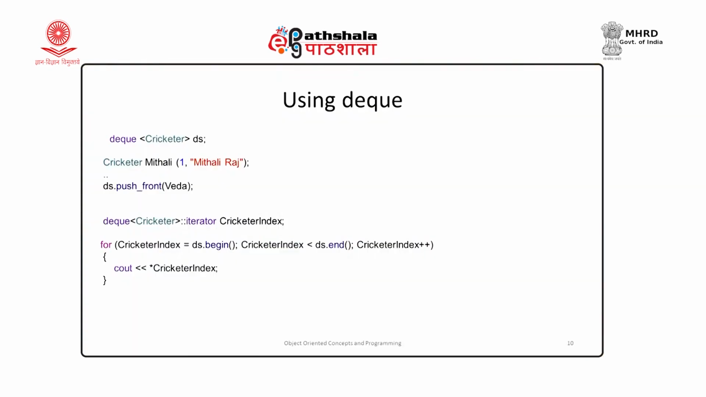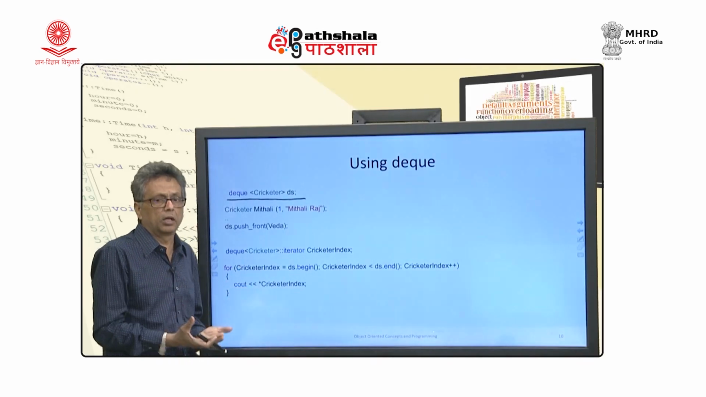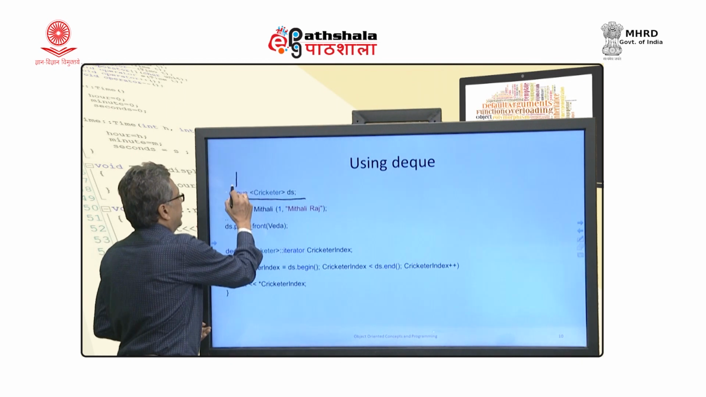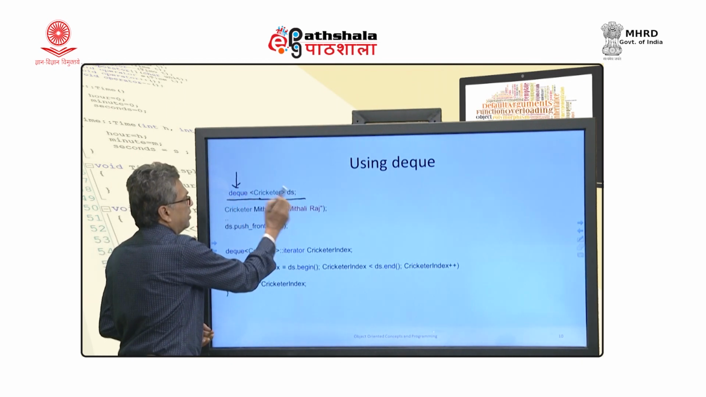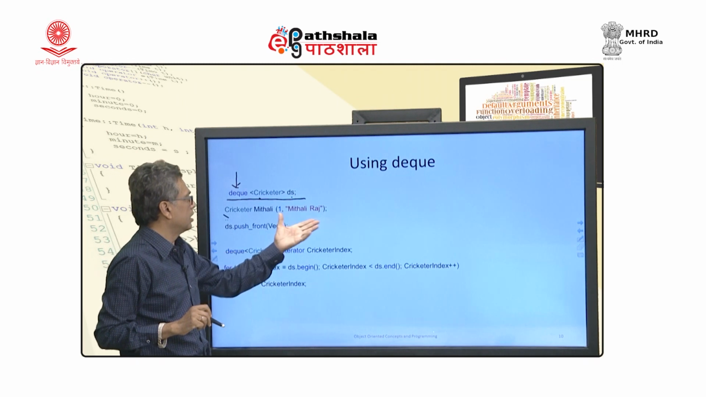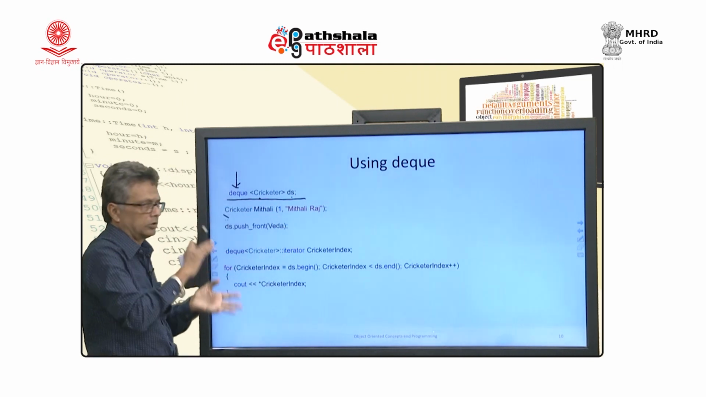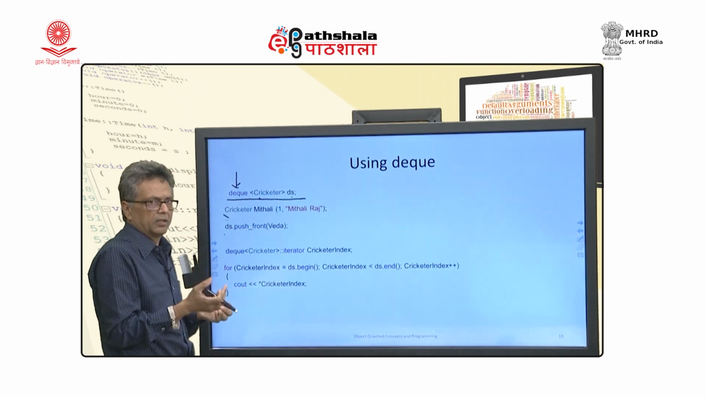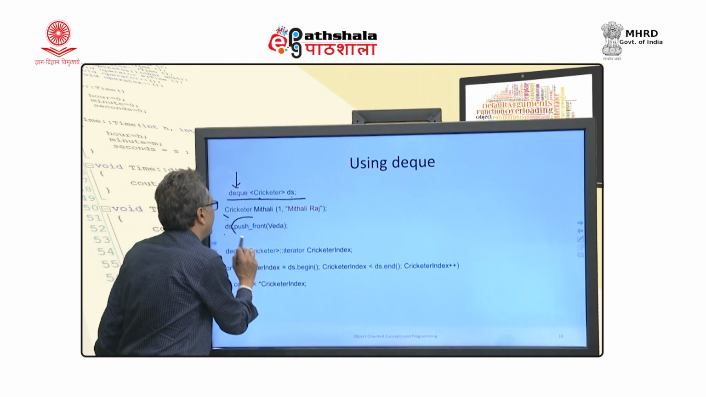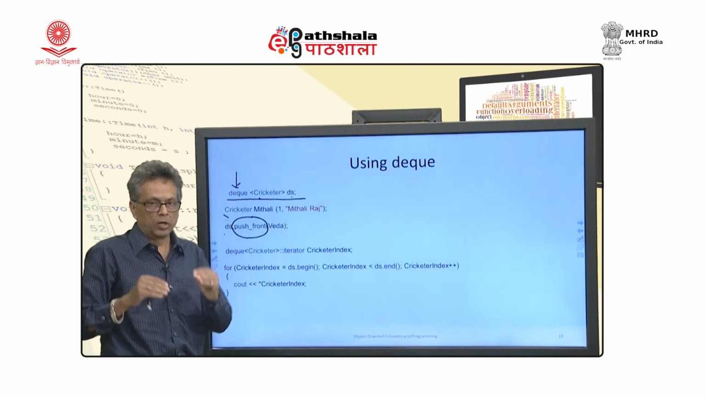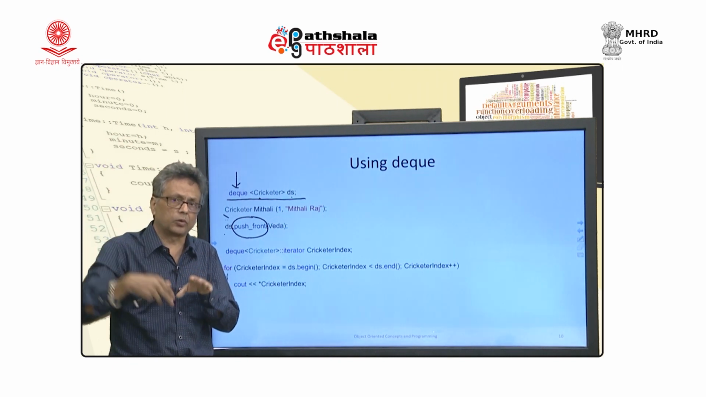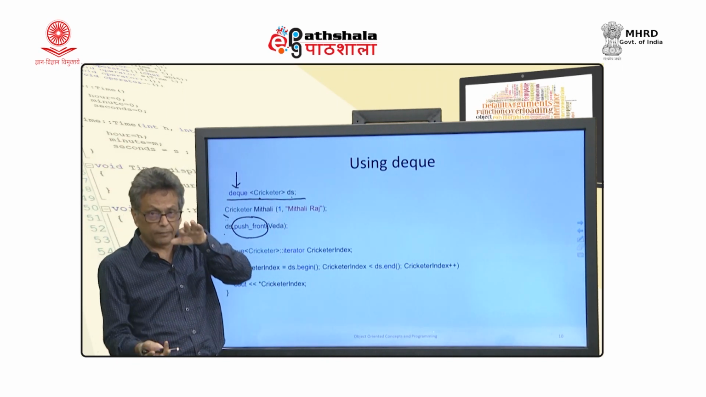Now, let us look at this. I am defining a deque. You can see that again the definition is quite similar to the vector as well as list. Name deque, class cricketer, cricketer Mithali, and I am defining all those cricketers like the earlier case, and I am also pushing them like before, but I use push front rather than push back. So, Mithali is inserted, and then on top of it I am inserting Veda and others. So, I am not inserting at the end.